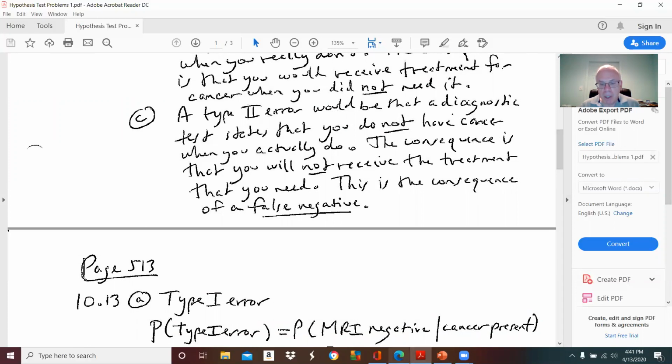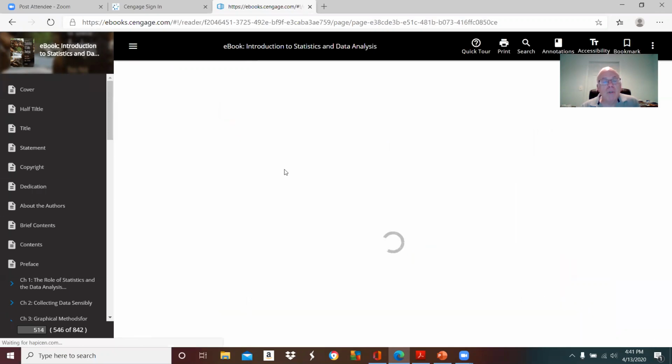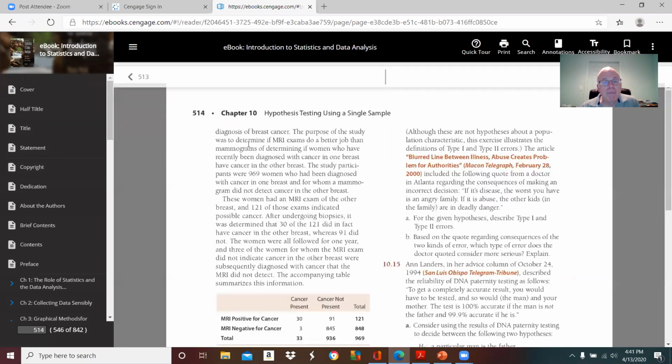All right, so page 513, number 13. Back to here. This one right here for MRIs. It says there's a paper about MRIs looking at breast cancer. So it describes a study of the use of MRI exams. Let's go to the next page. And being used to diagnose breast cancer.